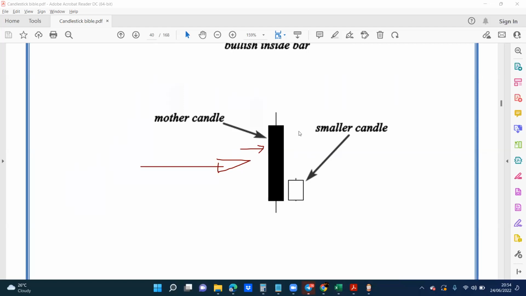Remember, an engulfer will look something like this. You have a bullish candle, and then you have a big red or black candle. This will be called an engulfer.